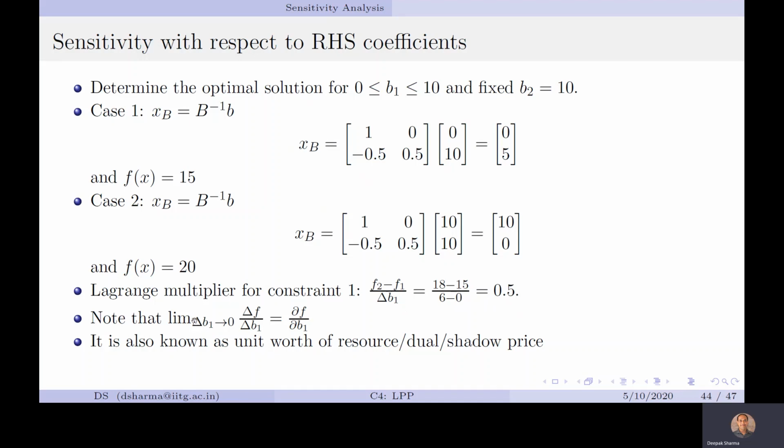Now note that if I assume that delta b1 tends to 0, this delta F by delta b1 will become dou F by dou b1. So this is how the Lagrange multiplier can be calculated. Just for your information, the Lagrange multiplier is also known as the unit worth of resource, dual or shadow price of a constraint. These Lagrange multipliers will be useful when we discuss constrained optimization. Similarly, for constraint 2, the Lagrange multiplier will be delta F by delta b2.